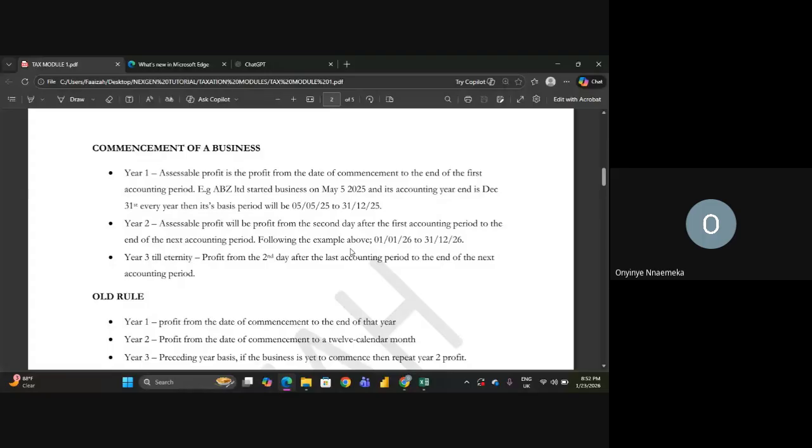So now, if you want to tax that kind of business, we have a rule, right? Like I said, the Finance Act 2019 changed some things. That's why we have the old rule underneath. We are going to be talking about the new rule first because that's what will follow.